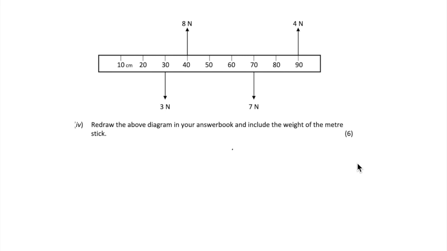The next part of this question asks us to redraw the above diagram in the answer book and include the weight of the meter stick. Now, you need to remember the following. Weight is a force, so force has magnitude and direction. We know from reading the problem that the weight of the meter stick, let's call it W, is equal to 2 newtons. So that needs to be included in the diagram. And also we know that the weight is at the 50 centimeter mark.